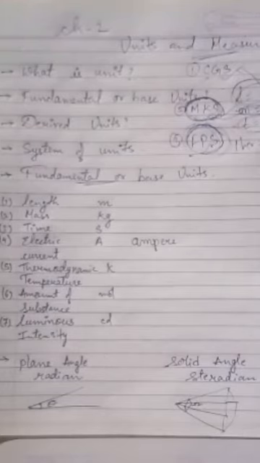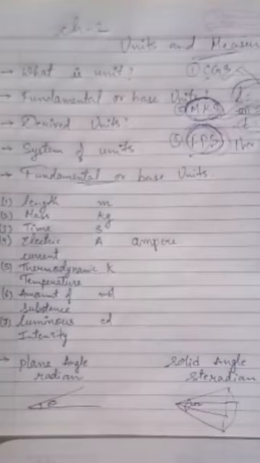Luminous intensity, that is candela, and it is symbolized as cd. Clear? Now, plane angle and solid angle. When there is an angle between, you can say, two lines, here we have shown that the angle between two lines is theta, that is two-dimensional. So its unit is radian. In the same way, solid angle, that is 3D.